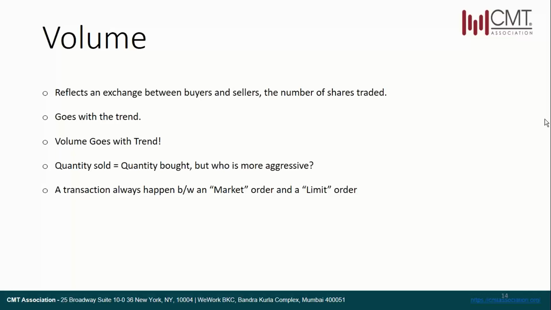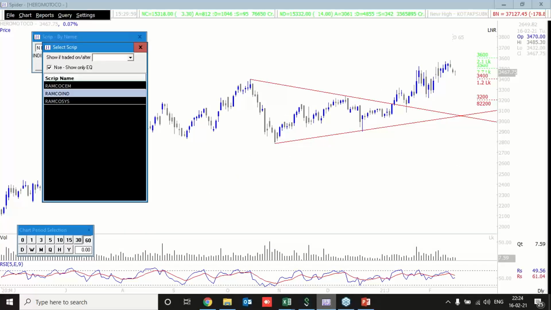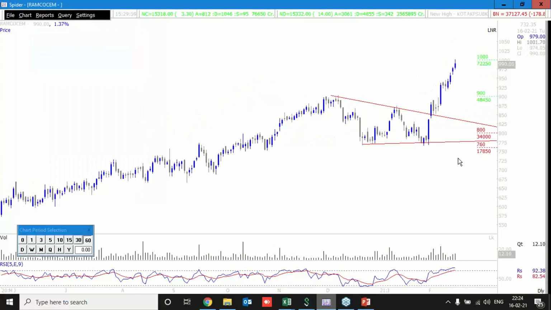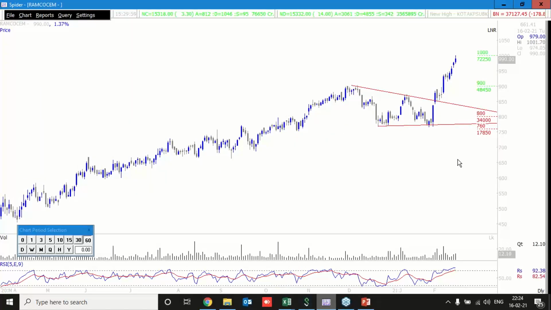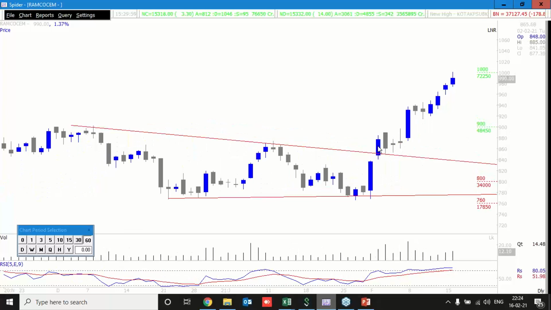And now let's look at some live charts. I will be picking up an example of Ramco Cement, and I will show you, like we discussed already about this particular stock, in terms of the pattern breakout. You can see a descending triangle breakout on this particular stock. Now if you focus on this particular candle here, you will see that the RSI reading is already at 80. You can see the RSI reading at the bottom of my screen here. You need to focus on this number.